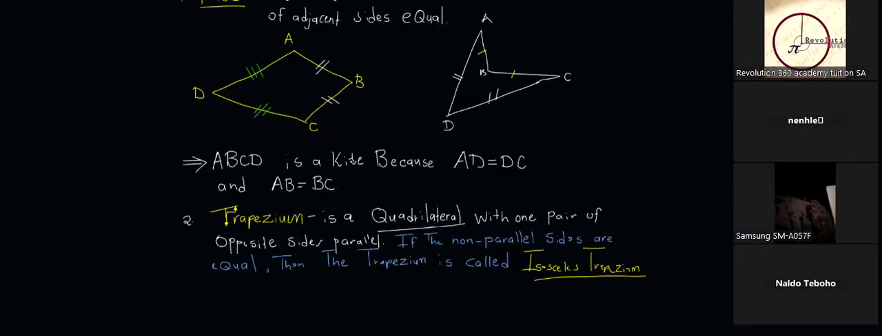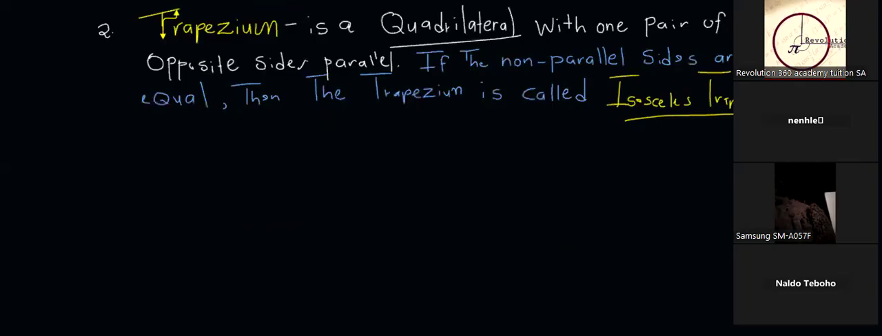Any question? No question. Yes. So when they say what is a trapezium, you must tell them that it's a quadrilateral with one pair of opposite sides parallel. So that's a trapezium. Okay? Can I continue? Yes, Mr. Okay, let's continue.